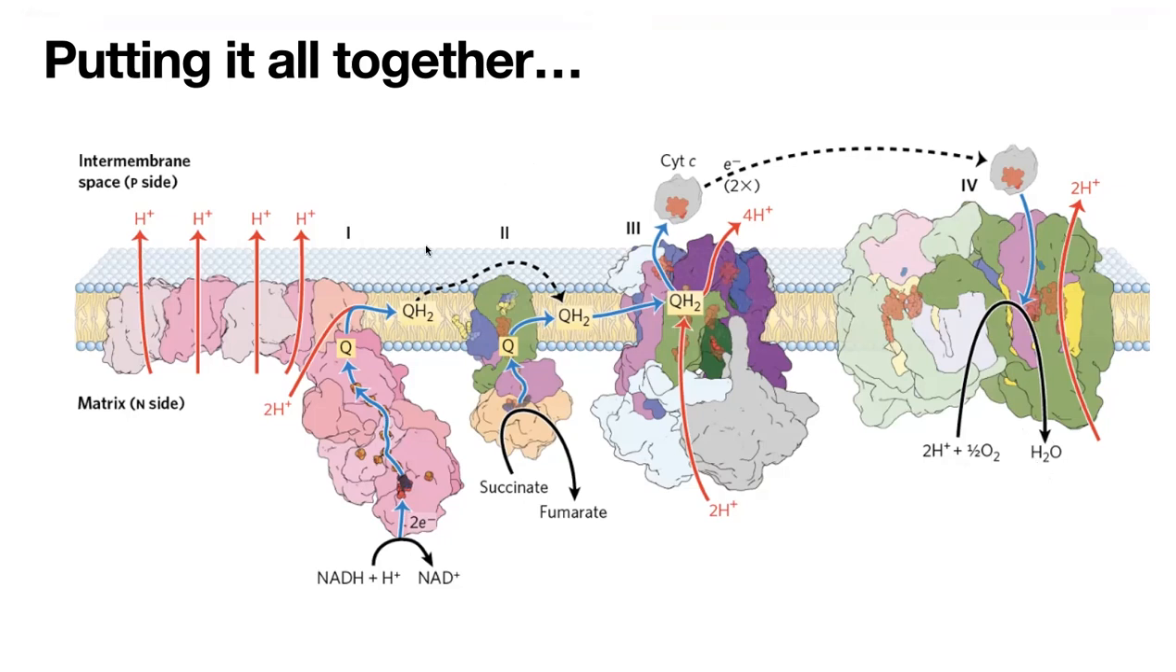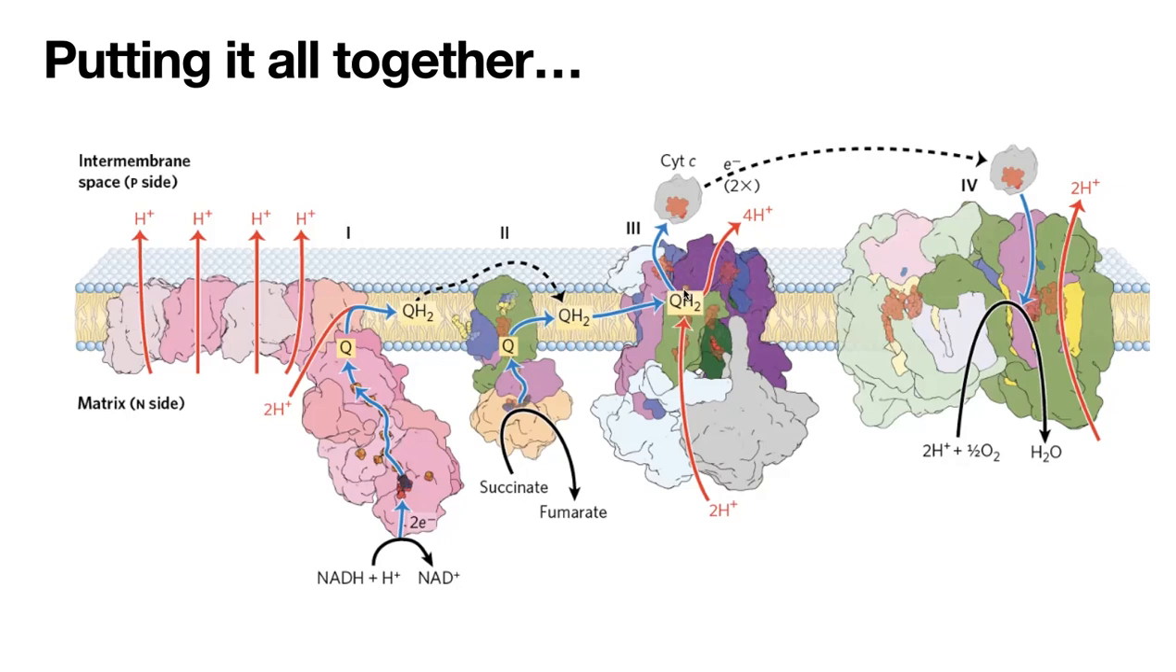In complex 1, complex 3, and complex 4, we get enough of an energy boost from those electron pass-offs in order to pump protons out. But with complex 2, here we don't. There's not as much of an energy difference in passing those electrons from the FAD to Q than from NADH to Q. We don't have enough energy here to drive the pumping of protons, but we are able to contribute to this Q pool that we can then use to pump protons down the line.